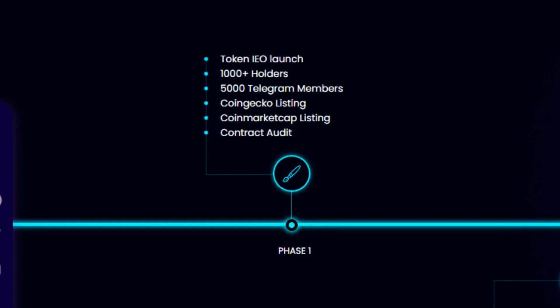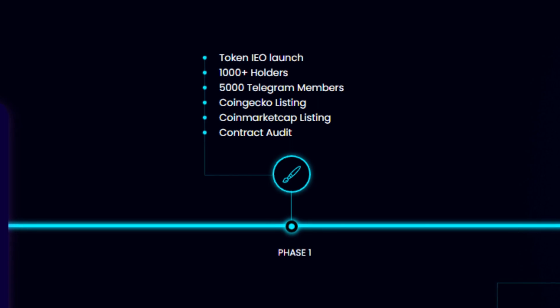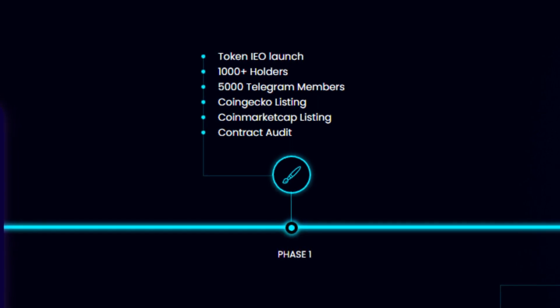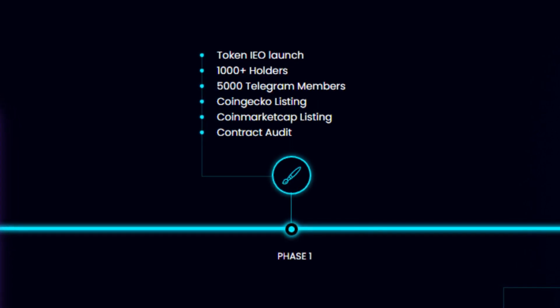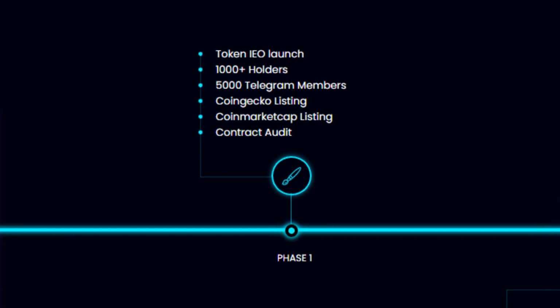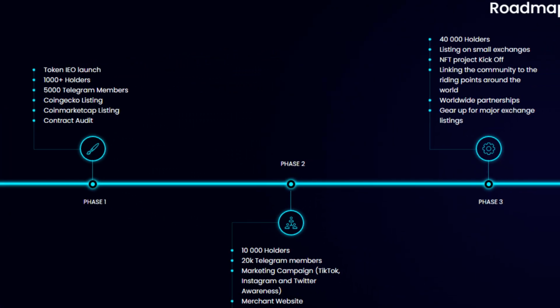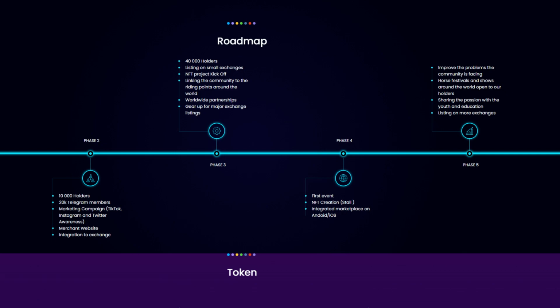After a successful launch, their goal is to reach more than 1,000 holders, 5,000 Telegram members, list on CoinMarketCap and CoinGecko, and have their contract audited by Certik, which together with CoinZilla is the biggest auditing firm at the moment. Other phases focus on expansion, development and maintenance.